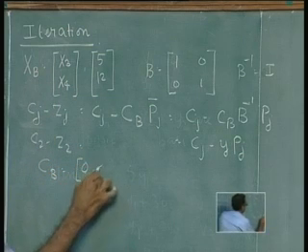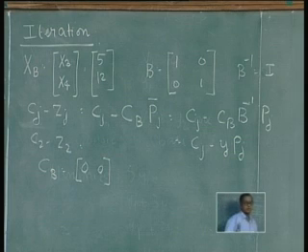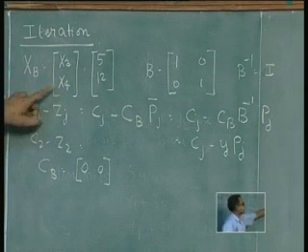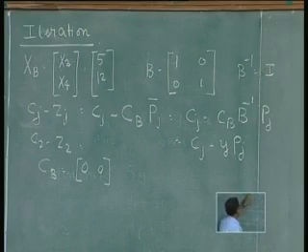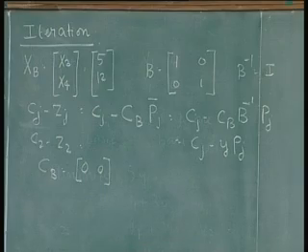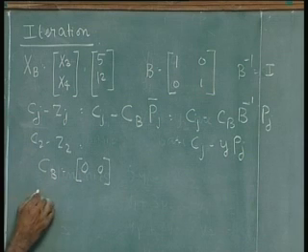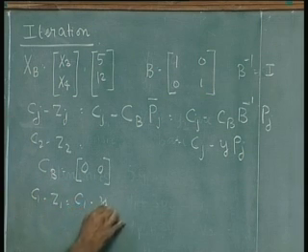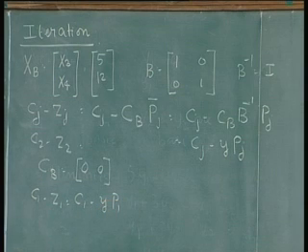Now for this problem, this is B and CB is 0 0, because the basic variables xB are x3 and x4, and the corresponding values in the objective function are 0 and 0. So CB is 0 0. So in order to find Cj minus Zj, or C1 minus Z1 equal to C1 minus y P1, I need to find out a y.